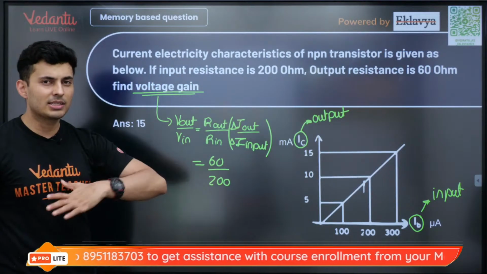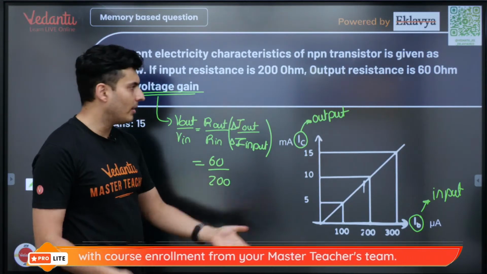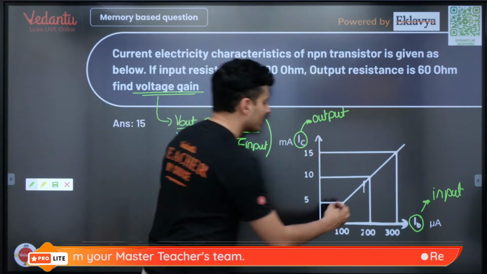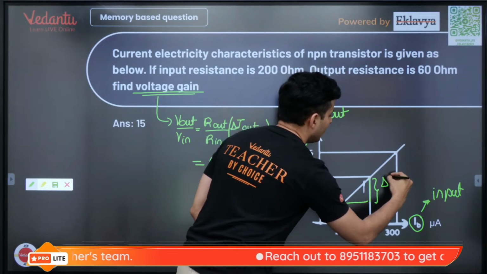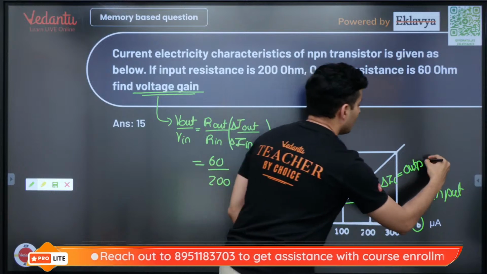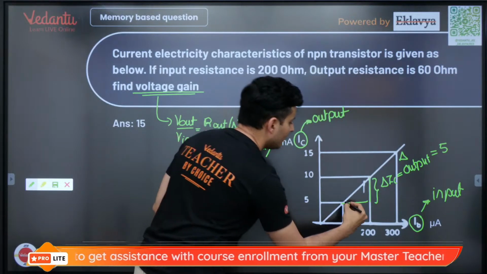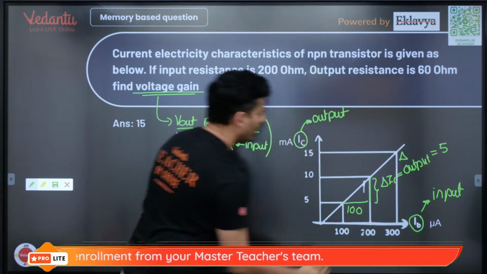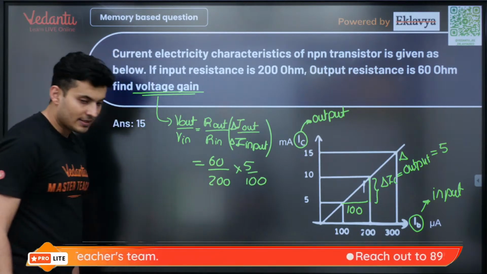If you do not remember, please check out our long-term series. It's already explained over there with an amplifier diagram why collector current is output and why base current is the input. Now all you need to do is find delta IC and delta IB. This one over here is delta IC, your output current change, which is 10 minus 5, that is 5, and this is your change in the input current, which is 100 over here. So just put 5 divided by 100 and see what value you get.